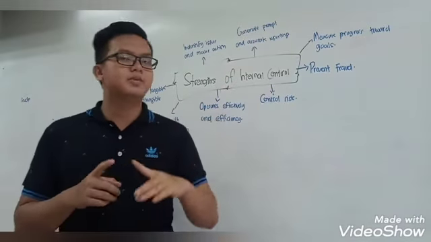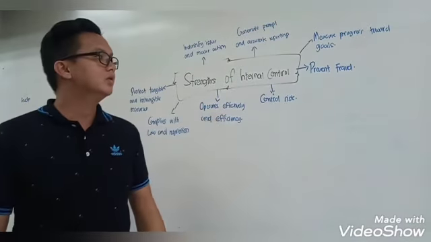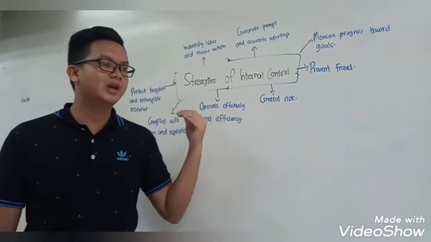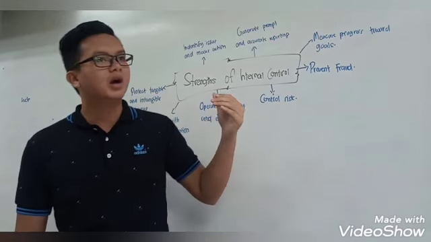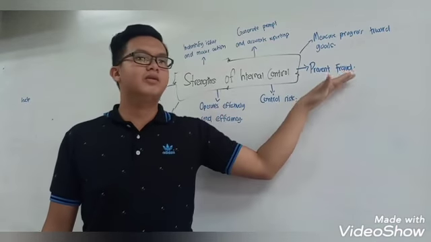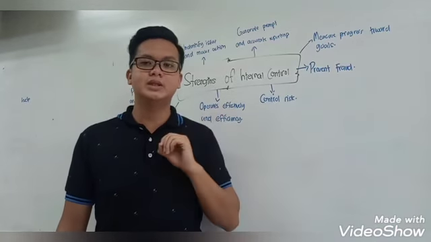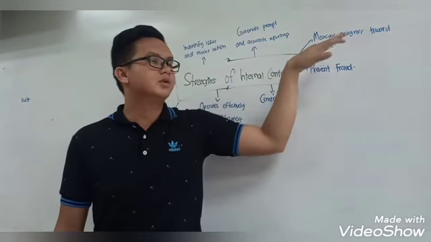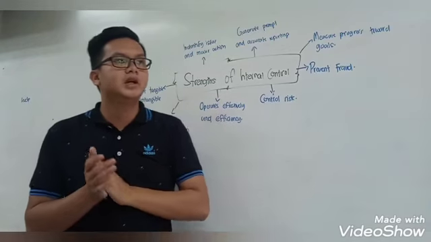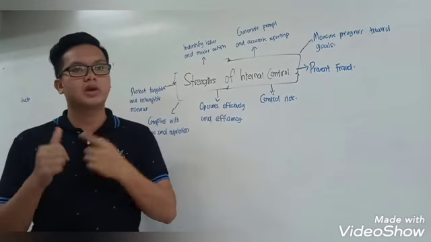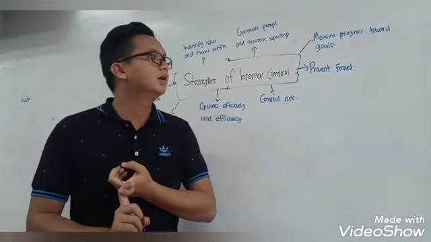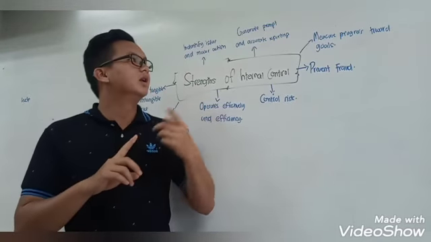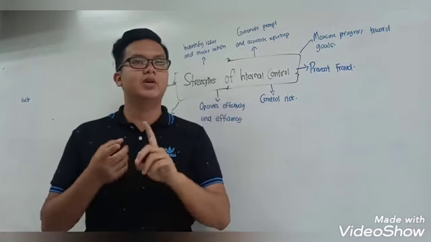The next one is prevent fraud. When you control, you will comply with law and regulation. So it can directly prevent fraud from happening in your business. Next, measure progress towards your goal. Okay, this means you can measure your progress from the operating, which is whether the goals are achieved or not.